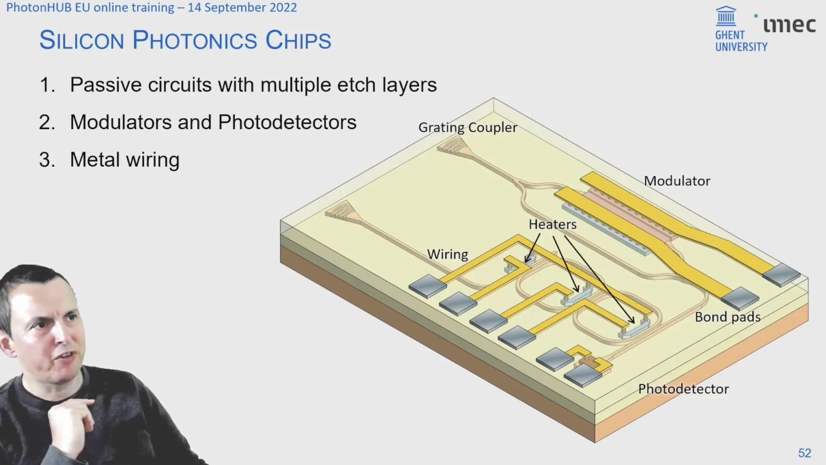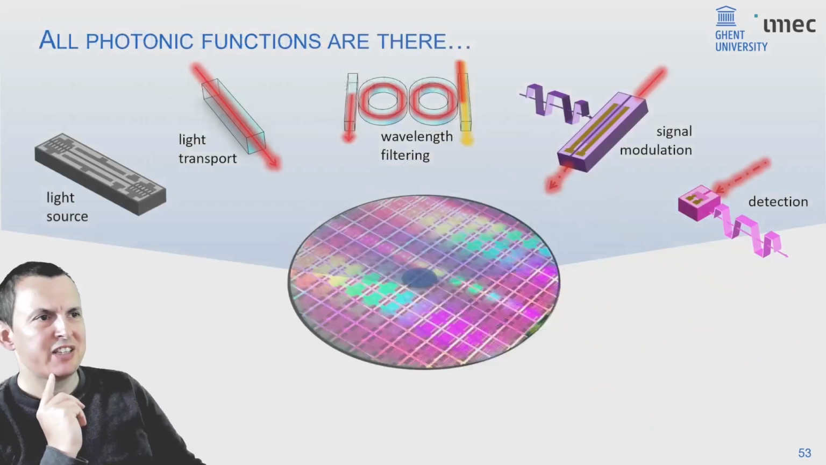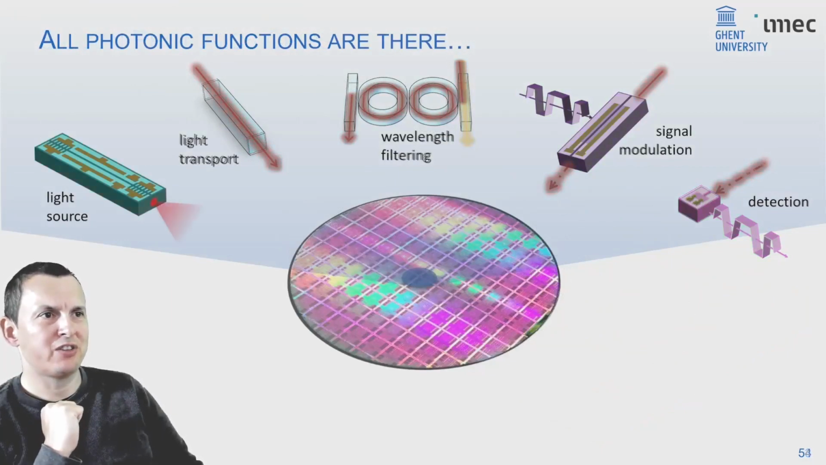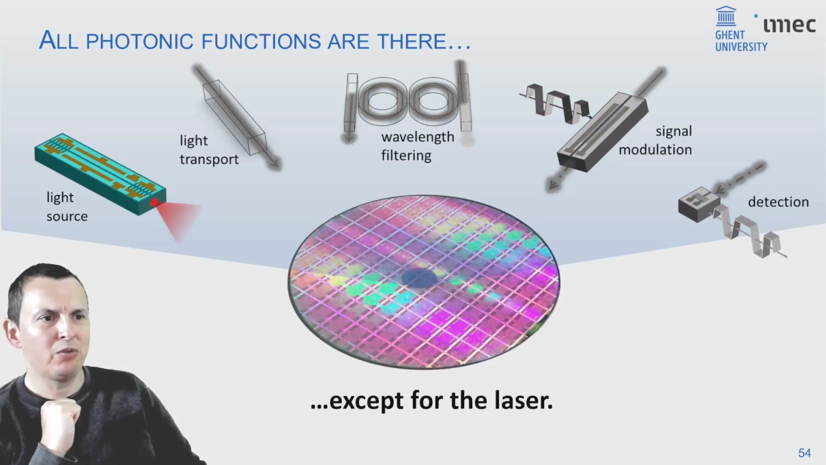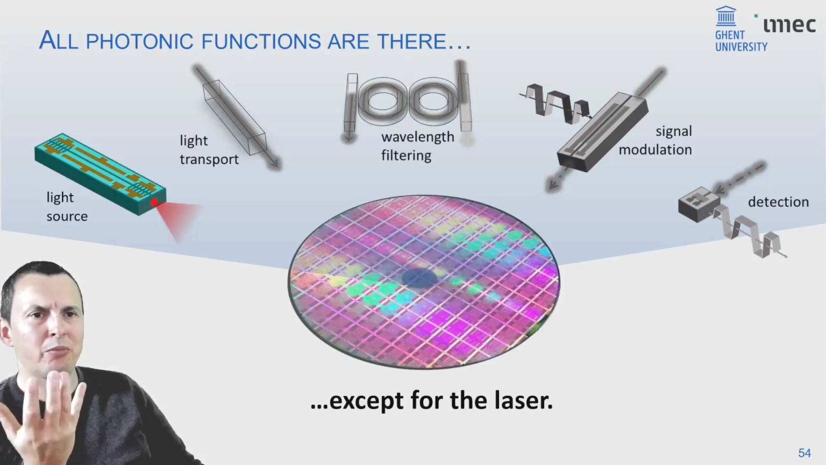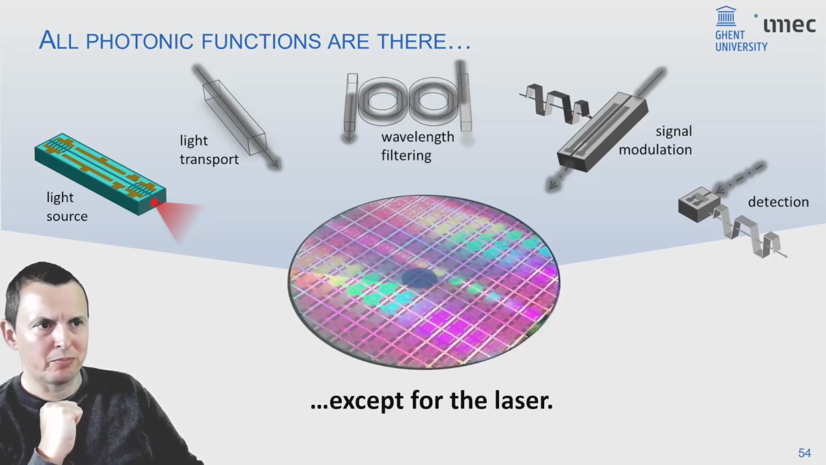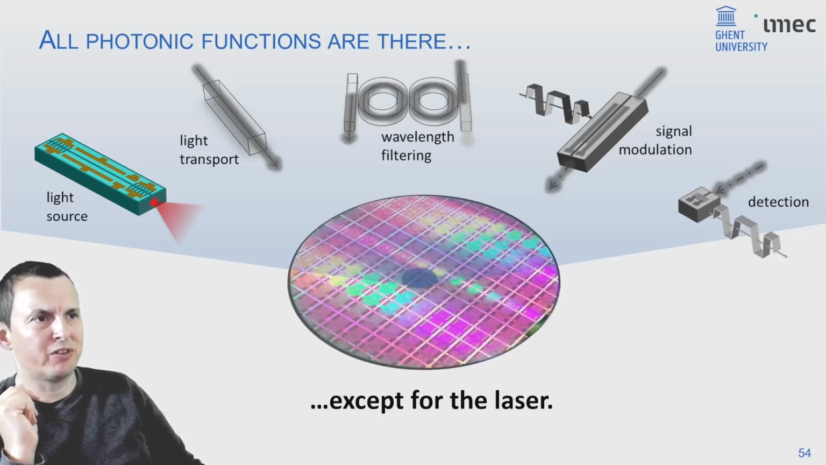Okay, so we have all the functions that we need here, except for the one elephant in the room, the laser. So how do you get the laser on such a photonic chip? Well, if you're working with III-V semiconductors as a platform, of course you have lasers already built in there. These materials are super for making lasers. On a silicon platform, it's a bit more difficult.